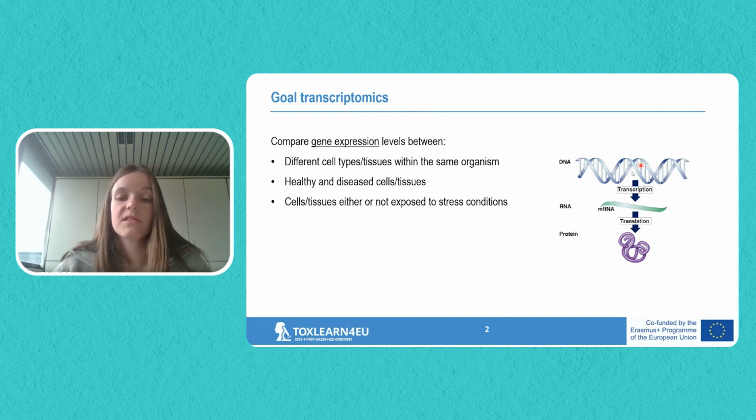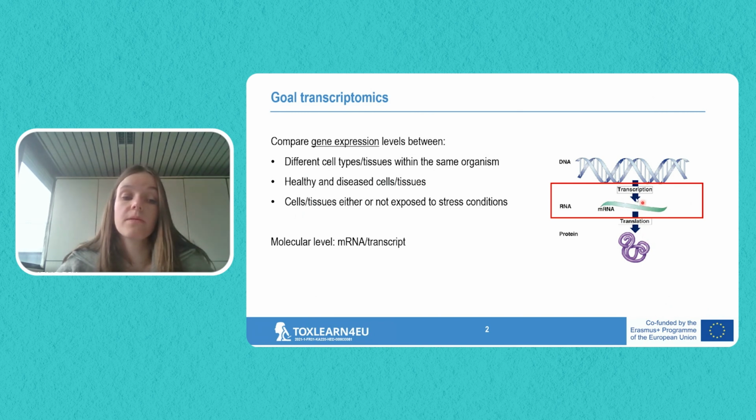So as you can see in this figure on the right, in our cells, DNA is transcribed into mRNA or messenger RNA, and this is then translated into a protein. And the protein will then carry out a biological function in a cell. And when we perform transcriptomics analysis, as the name implies, we are focusing on the level of the messenger RNA or the transcripts, as we also call them.